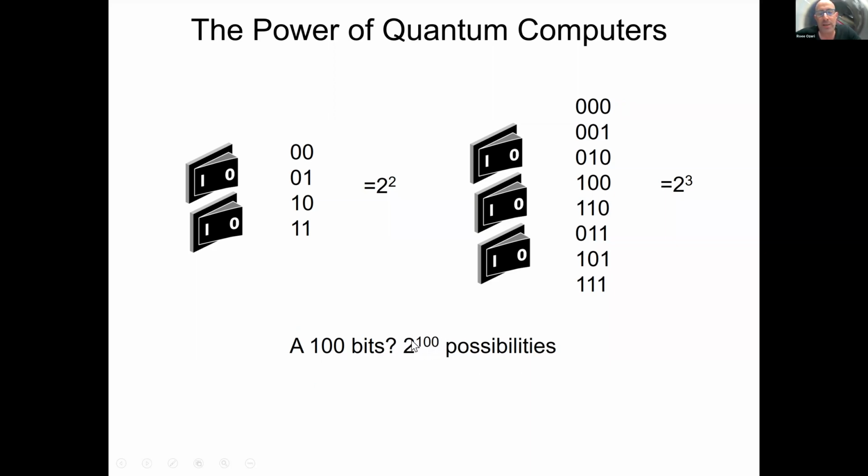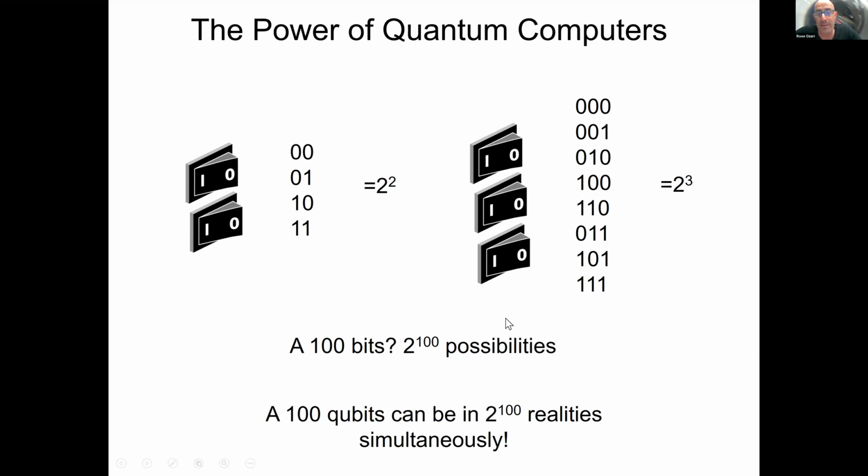2 to the 100 is a number which is larger than the total number of atoms in the universe. If we would ask our regular classical computer to go over all 2 to the 100 different possibilities, it would never finish this calculation even in the lifetime of the universe. A quantum computer, on the other hand, with 100 quantum bits, can be in all 2 to the 100 different possibilities simultaneously. And this is a huge, an exponential advantage over regular computers. It's an exponential advantage if we know how to use it.